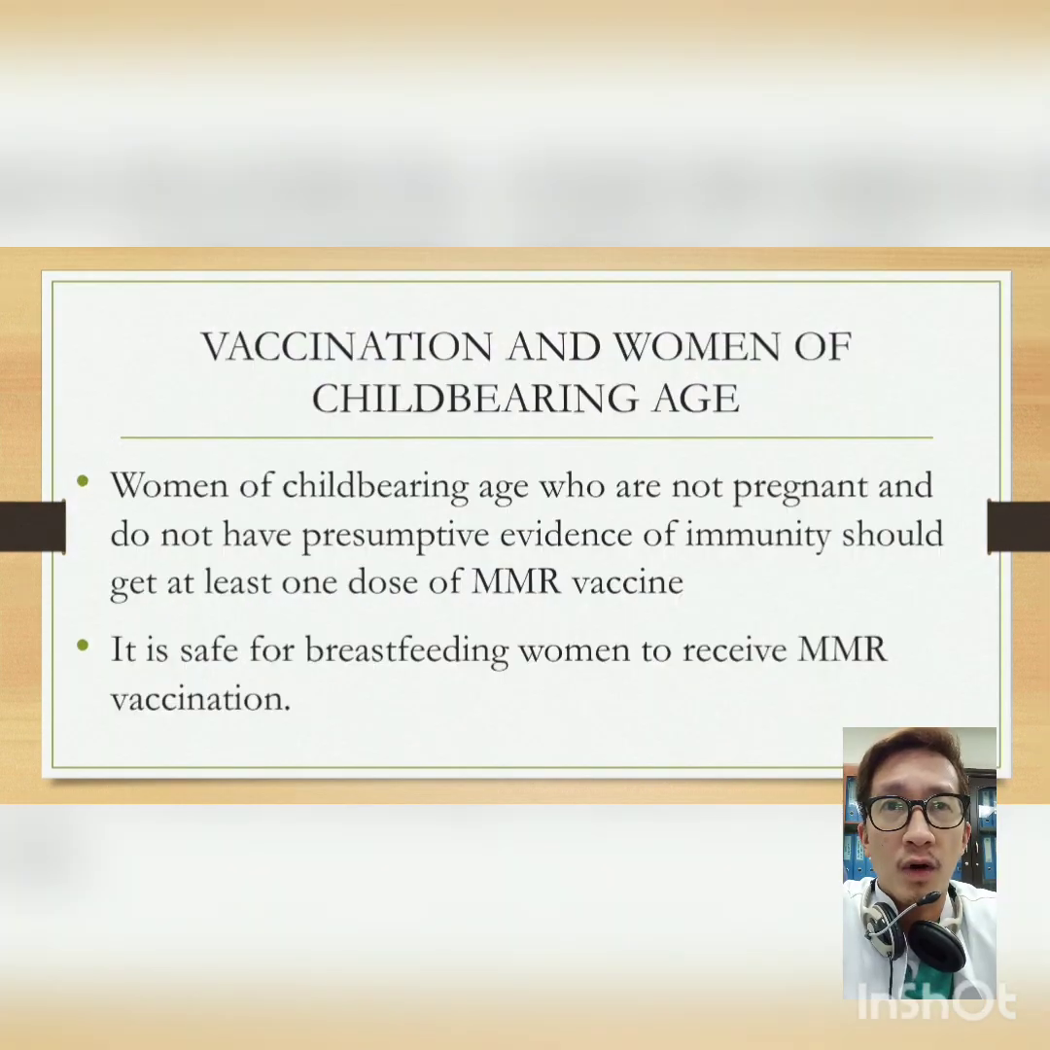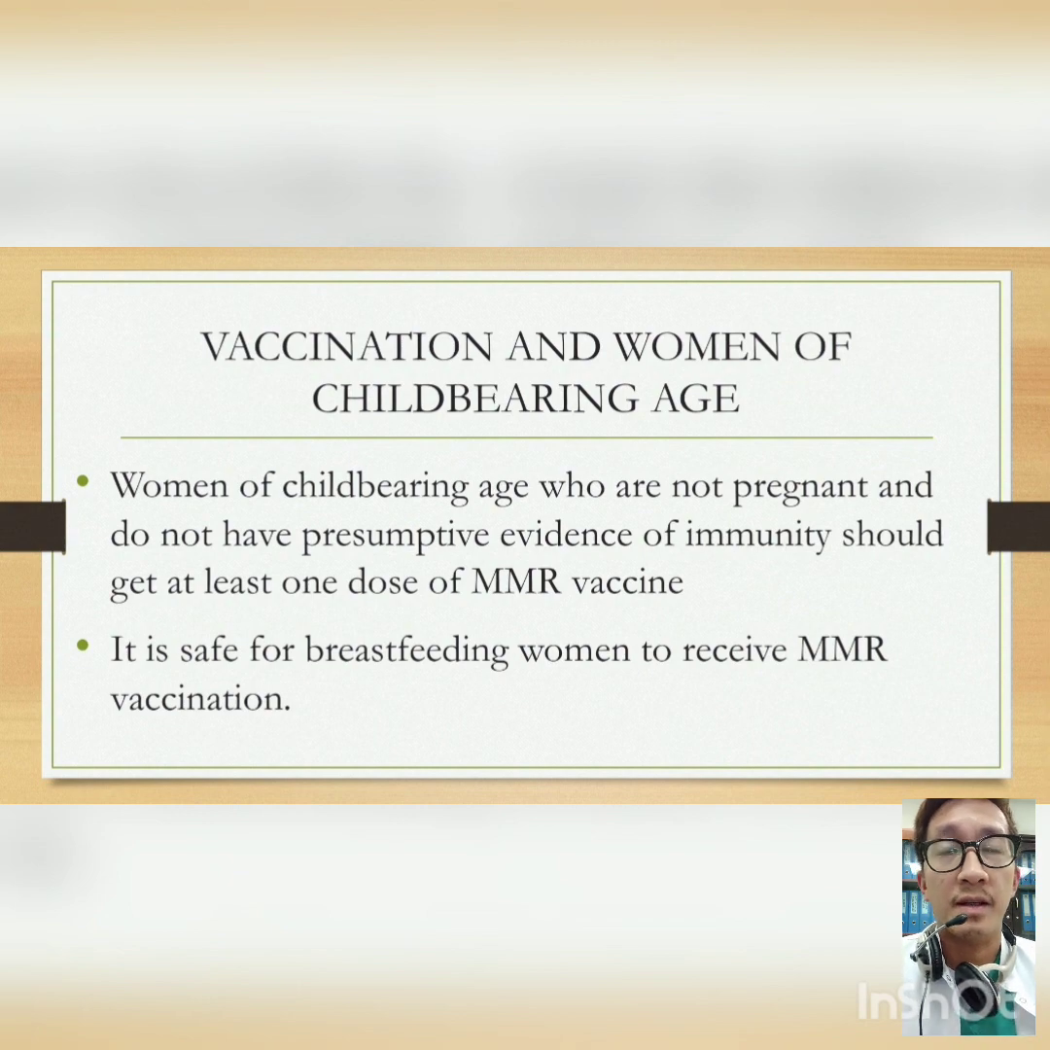Now, how about giving vaccinations to women of childbearing age? These are the things that we need to consider. Women of childbearing age who are not pregnant and do not have presumptive evidence of immunity should get at least 1 dose of MMR vaccine. It is safe for breastfeeding women to receive MMR vaccination. Breastfeeding does not interfere with the response to MMR vaccine, and the baby will not be affected by the vaccine through breast milk.